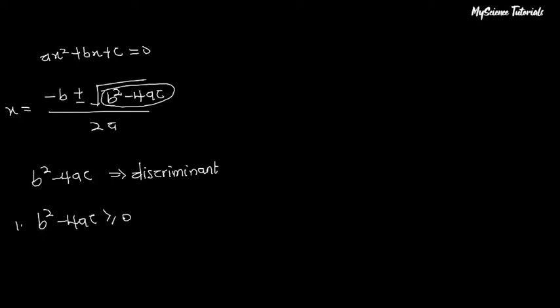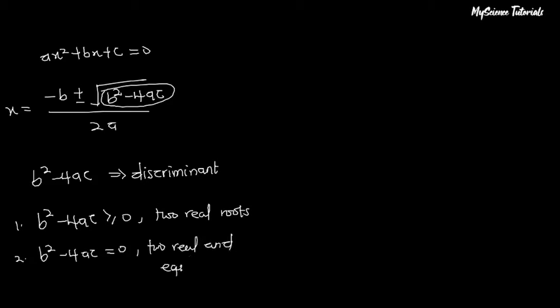then we say the equation will have what? Two real roots. Then the equation will have two real roots. Case 2. If b squared minus 4ac is equal to 0 exactly, then we say the equation will have what? Two real and equal roots.